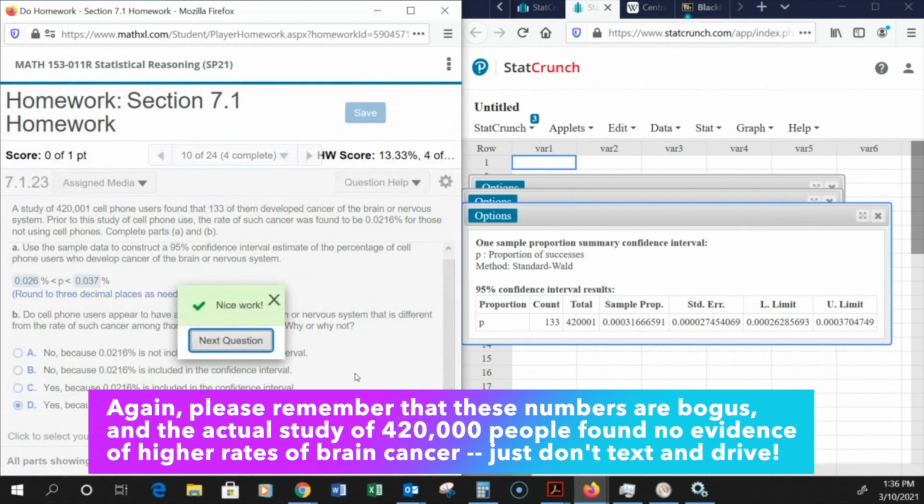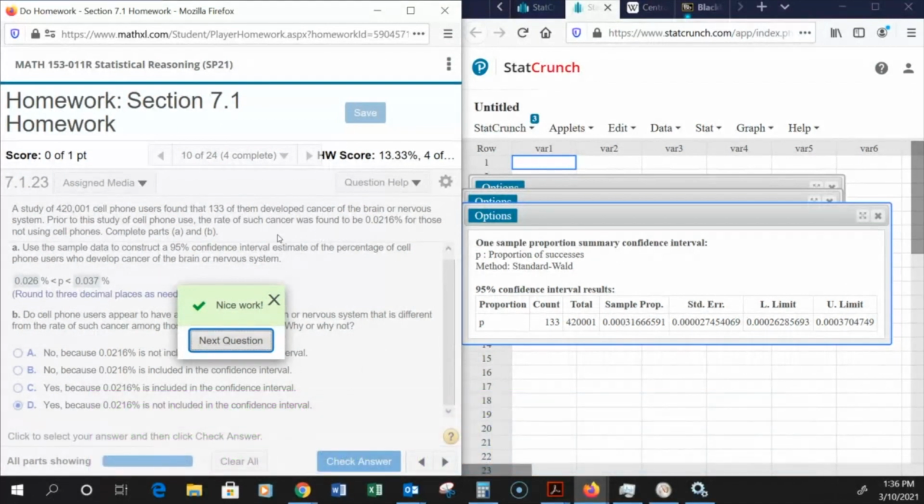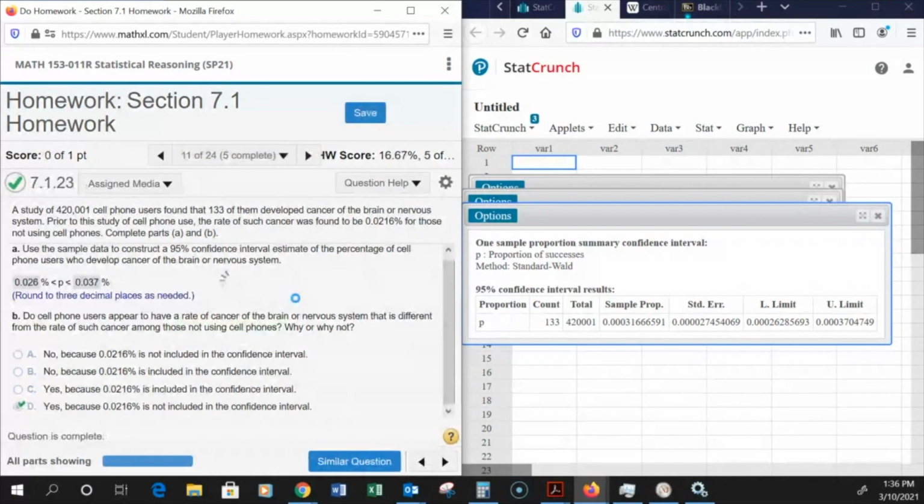Let me point out again, all these numbers are made up. If you've clicked a similar question, you'd get a different bunch of numbers. Don't change your life because of something you read in one of these problems. Personally, I don't think cell phones cause cancer. And as I say, I'm addicted to mine. I have to use it. I couldn't live without it.